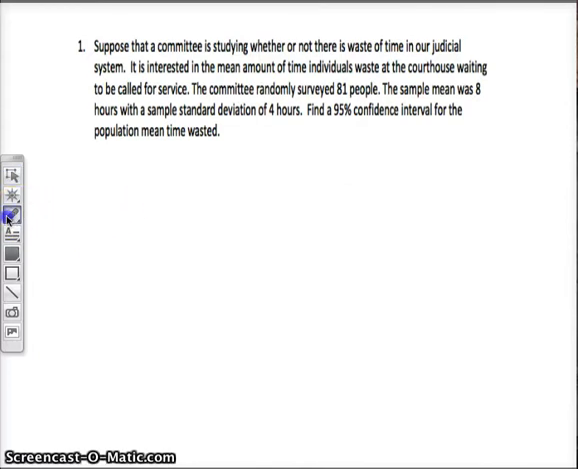Okay, we're talking about the judicial system and waiting around for our court appointment. Well, let's see. What do we have? We have randomly surveyed 81 people, and the mean of the 81 is 8 hours waiting for their appointment. Of course, we're supposed to have a speedy trial. That's another conversation for another day.